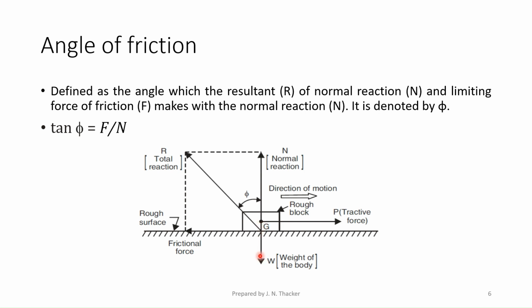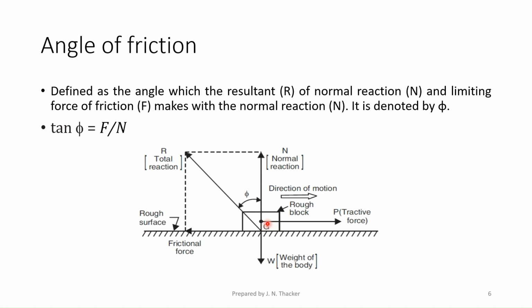So first is this weight, next is this normal reaction which acts opposite to the weight, which acts normal to the surface in the opposite direction to this weight. So it is acting vertically upwards here. So one is W, the action is W, and the reaction is normal reaction N.